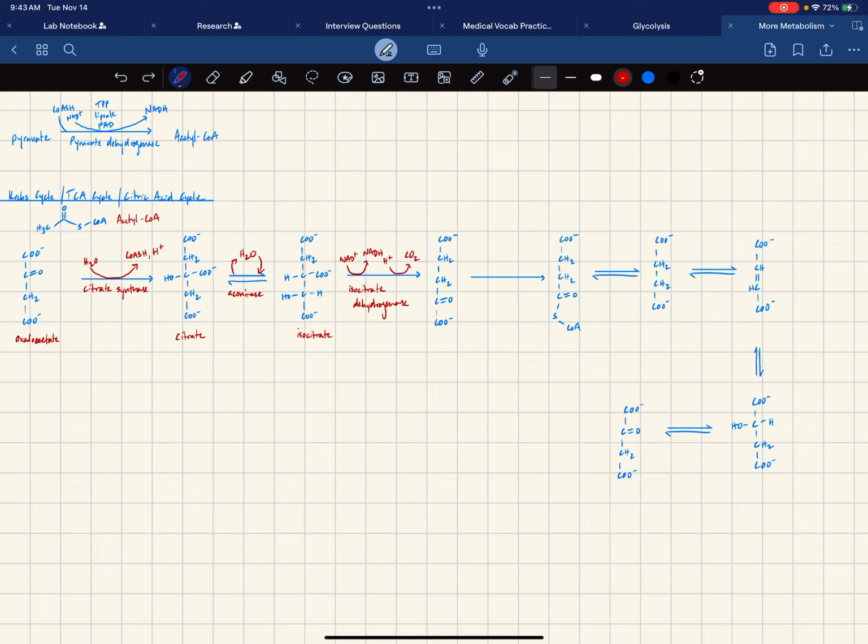Okay, now we started with a 4-carbon compound, we made a 6-carbon compound, and now we're back to a 5-carbon compound. This one is called alpha ketoglutarate. And I'm pretty sure that this one is like a transamination cousin, or a precursor to glutamate. I think that's how it works. So anyway, this goes through this enzyme called alpha ketoglutarate dehydrogenase.